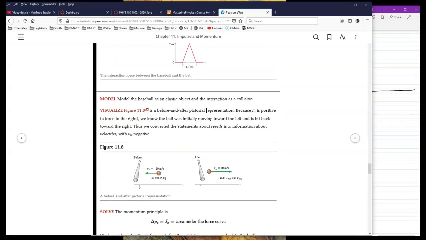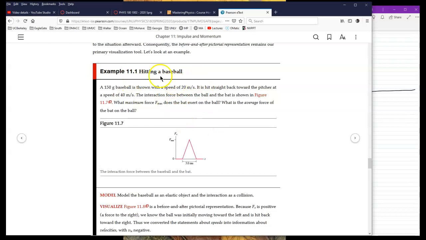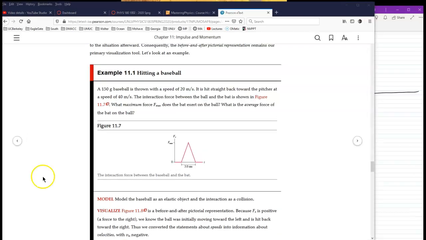All right, let me give you an example. I want to do this example right here, the one that you see, example 11.1, okay? The problem says a 150-gram baseball is thrown with a speed of 20. It is hit straight back toward the pitcher at a speed of 40, okay? The interaction force between the ball and the bat is shown in the figure. This is the figure that represents the force that was imparted on the ball. You see what I'm saying?